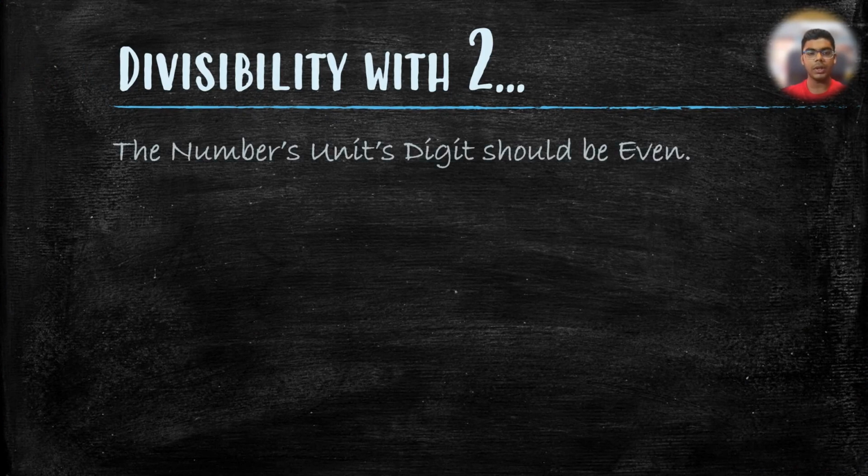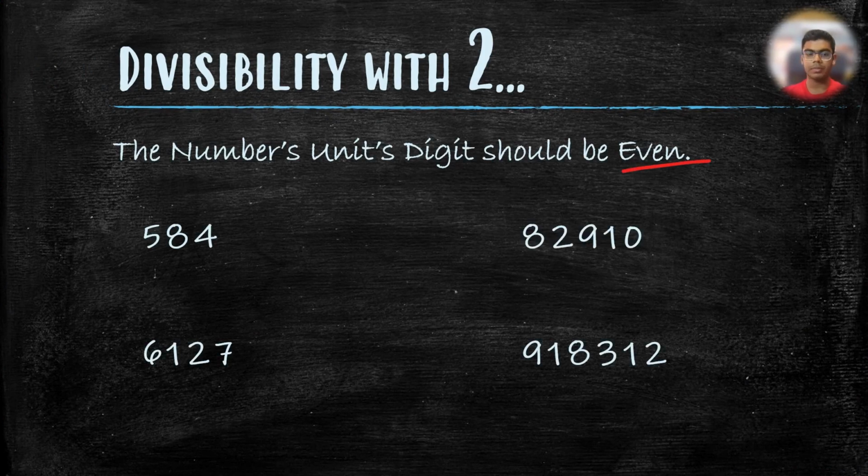For a number to be divisible by 2, the number's units digit should be even. Let's have a look at the first example, 584. The units digit is 4. 4 is even. So 584 is divisible by 2. In a second example, the units digit is 0, which is also even. So this number is also divisible by 2.